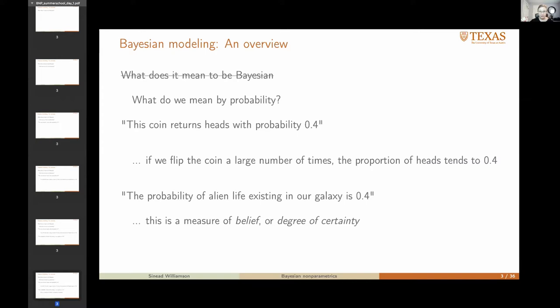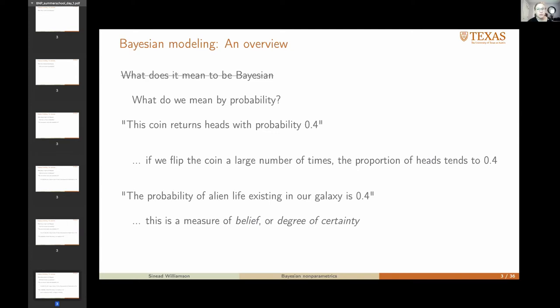And everything after that in Bayesian versus frequentist statistics follows on from this key difference. If you are interpreting a probability as a proportion or a frequency, that leads to certain things that make sense to do. If you're interpreting probability as a measure of belief, that leads to other things that you will do.